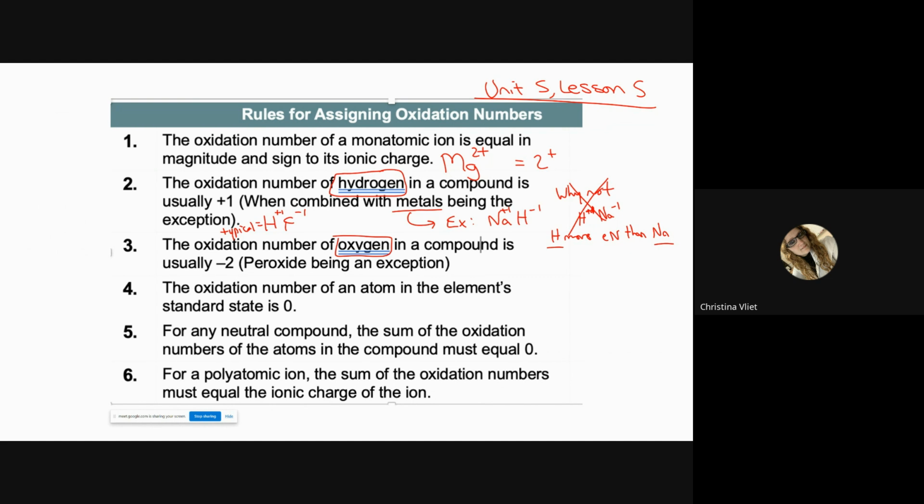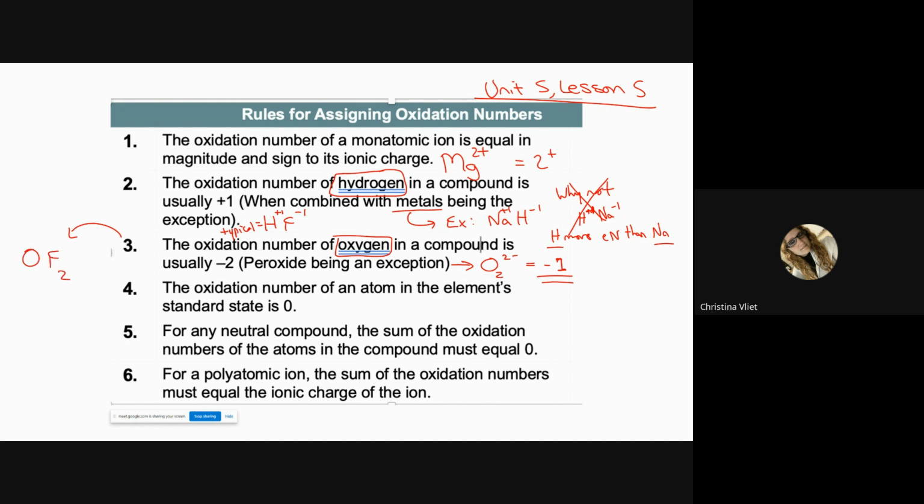We actually memorized this polyatomic ion at one point, peroxide. It's O2 2-. The only way to get O2 2- is for oxygen to be -1. That's the only way. And we'll go over this later. But in peroxide, oxygen is -1. There is one more exception. The other exception is if you have oxygen with fluorine.